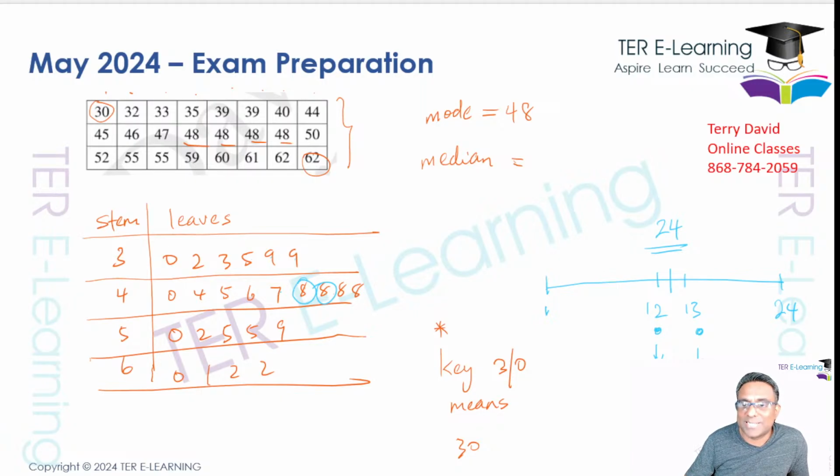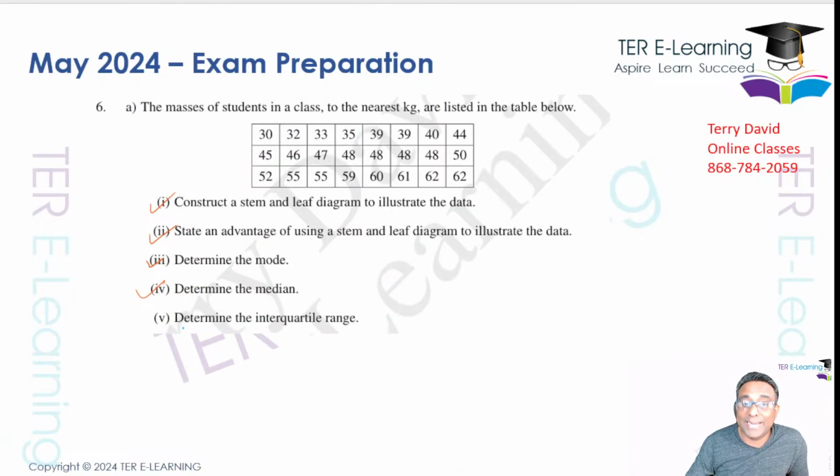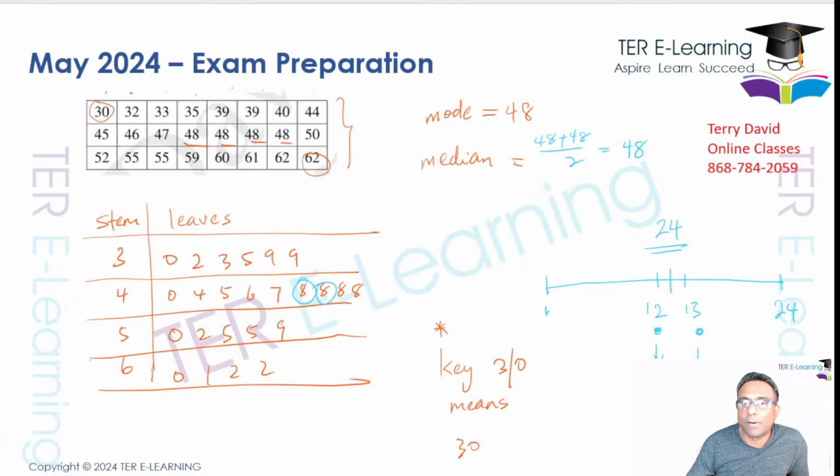So in this case, your median is going to be 48 plus 48 divided by 2, so you get the same 48 here. The median happens to be the same as well. The next part now, we need to figure out the interquartile range. Let's go back to this table here. I want you to look at the data and figure out the interquartile range. The interquartile range is simply your Q3 minus Q1. So we need to figure out Q3 and Q1 before we can work this out.